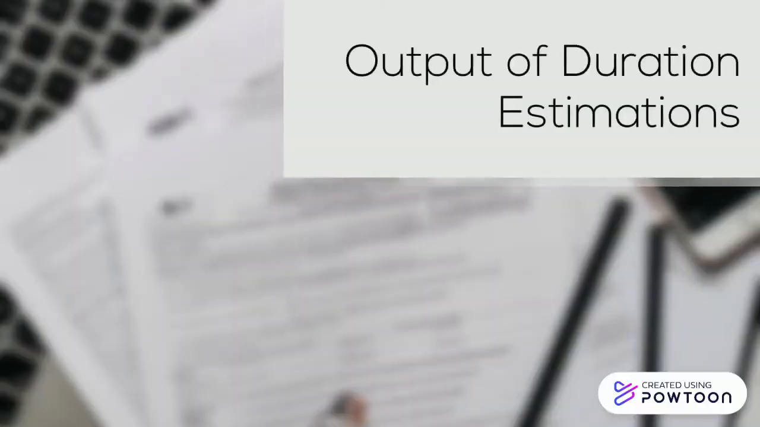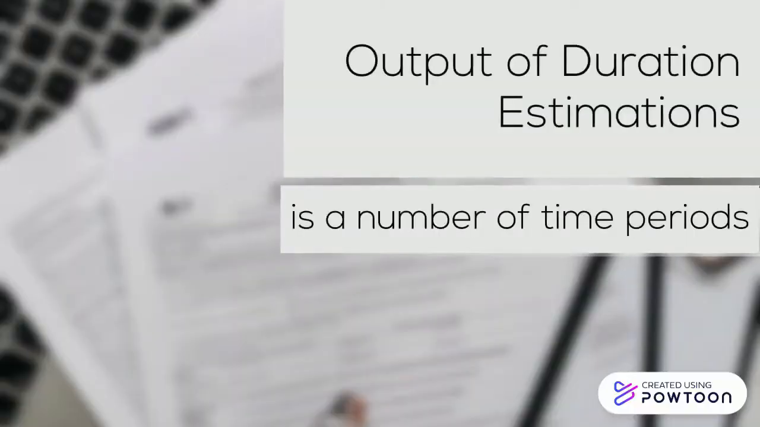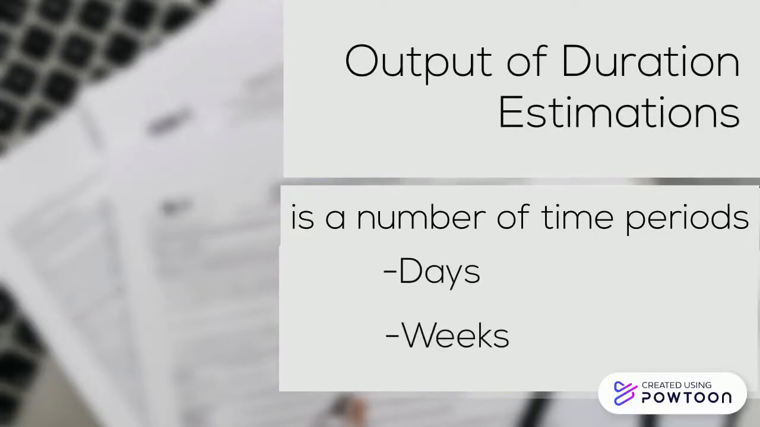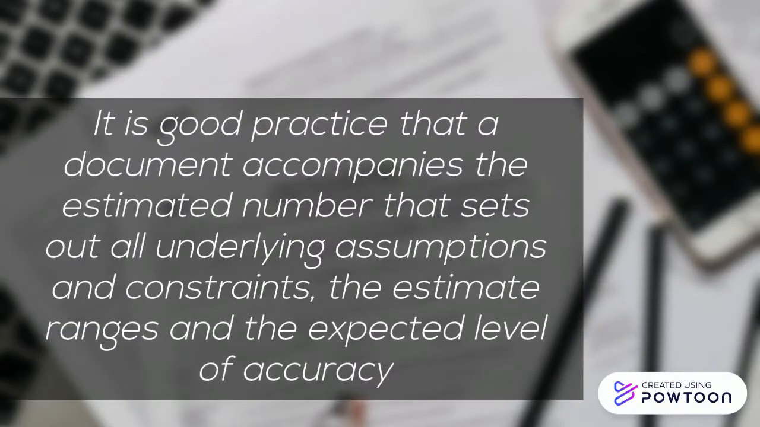The output of duration estimations is always a number of time periods, such as days, weeks, or months. The level of confidence and whether it is a single estimate or a range depends on the estimation technique that is applied. Regardless of the estimation technique, it is good practice that a document accompanies the estimated number that sets out all the underlying assumptions and constraints, the estimate ranges, and the expected level of accuracy. In PMI terminology, this document is called the basis of estimates.